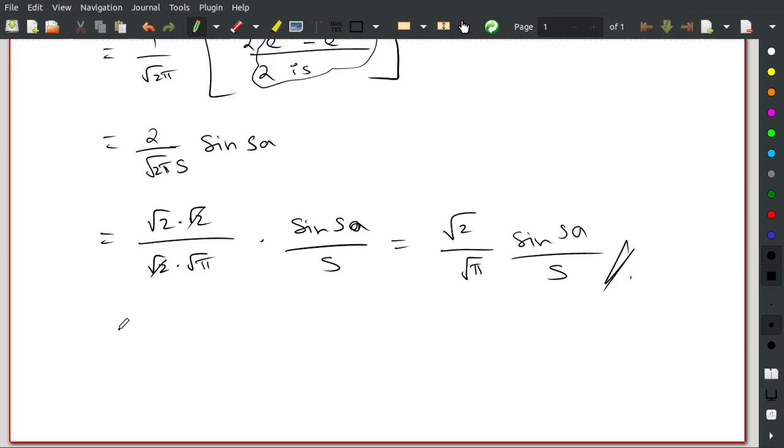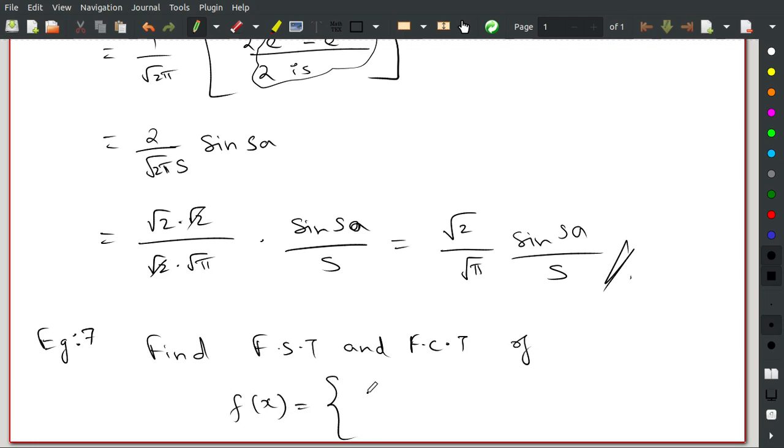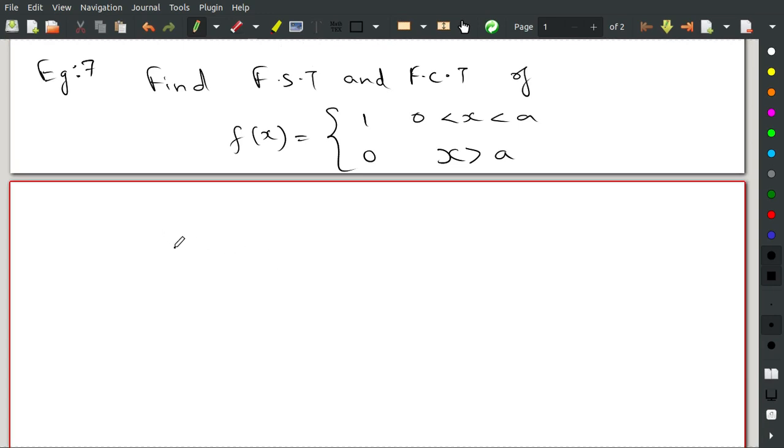Let me work out another example. It's example 7 in the book, which reads: find the Fourier sine and cosine transform of f of x, which is defined as 1 for 0 less than x less than a, and 0 for x greater than a.